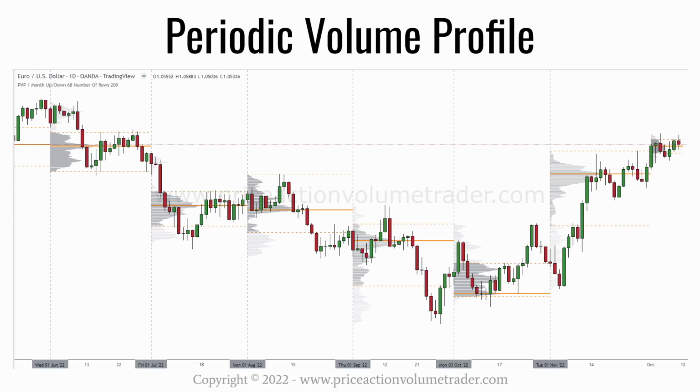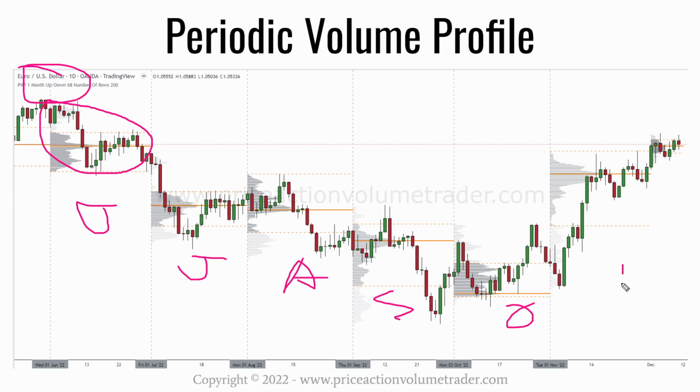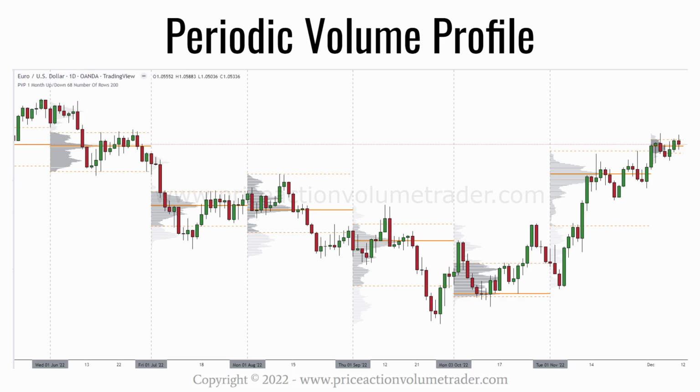Then we have a Forex chart. And in this case, this is a monthly volume profile. So you can see how this is daily candles. And here we have June. Here we have July, here we have August, September, October, November. So you can see you can set volume profiles for higher time frames if you want to use them as confluence for more long-term swing trading, etc.